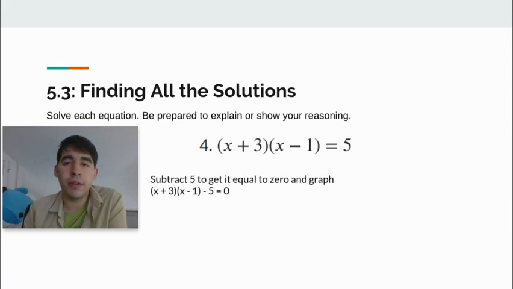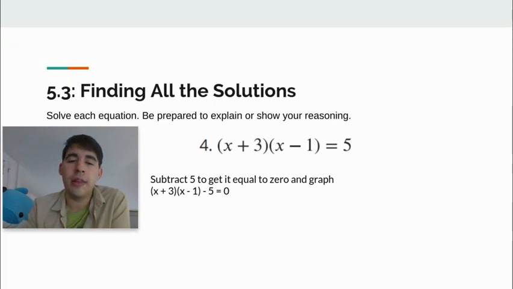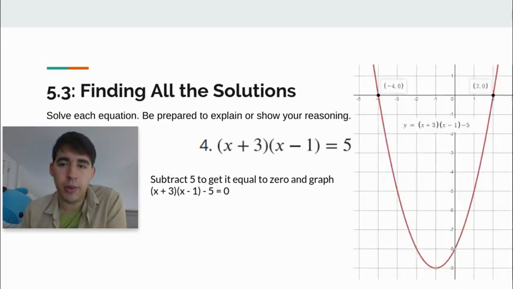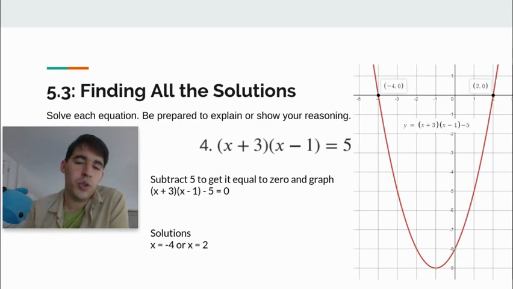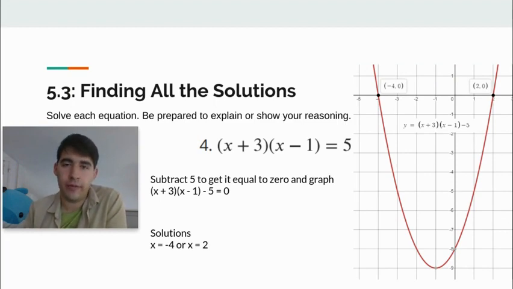To solve by graphing, we're going to move the 5 to the other side by subtracting it so we can get it equal to 0, and then graph as if it said y equals that equation. Then we're going to look for the x-intercepts of the graph to find that our solutions are at negative 4 and 2. I would also encourage you to try plugging those numbers back into the equation. If you plug 2 into that equation, for example, 2 plus 3 would give you 5, 2 minus 1 would give you 1, and 5 times 1 equals 5. So we can show that it is a solution. You do the same exact thing for negative 4 as well.